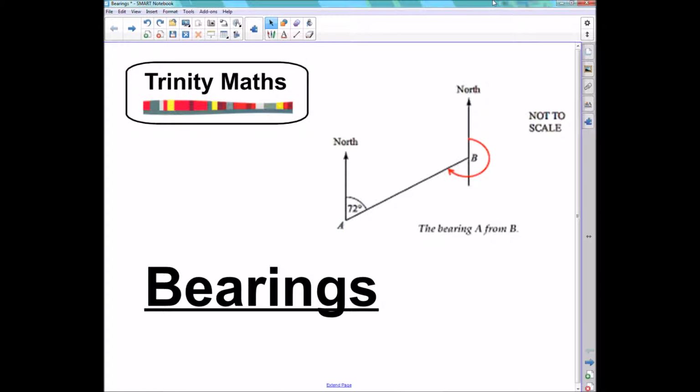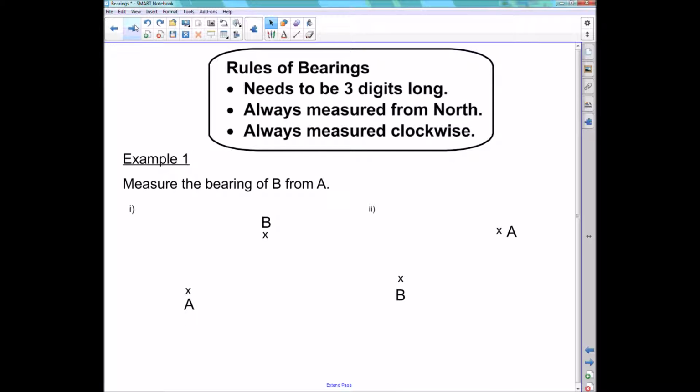Now this video is going to be on bearings. Bearings is another angle topic, but bearings are special kinds of angles used to communicate position to people. And in order to do that accurately, they need to follow three rules.